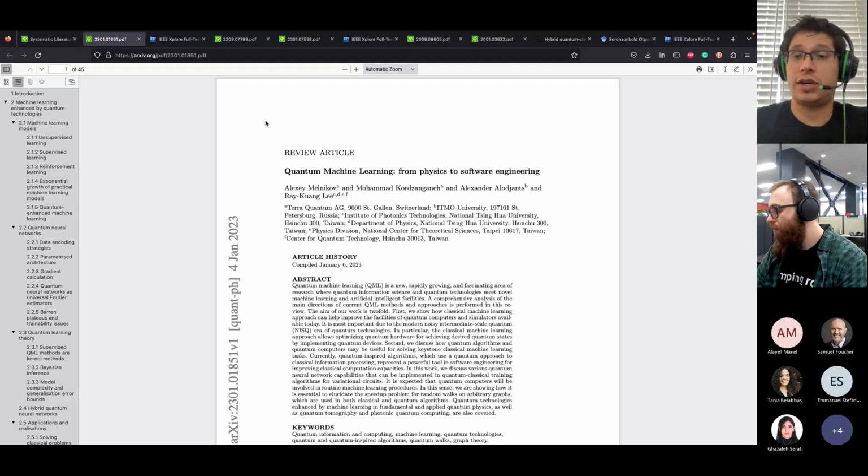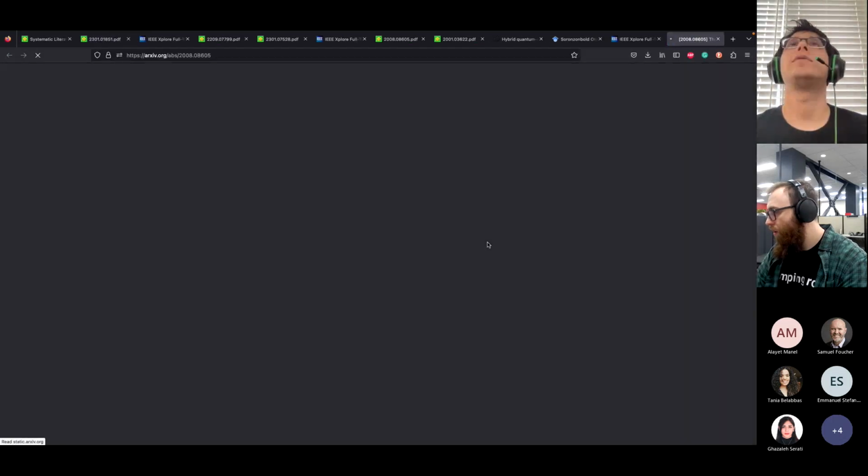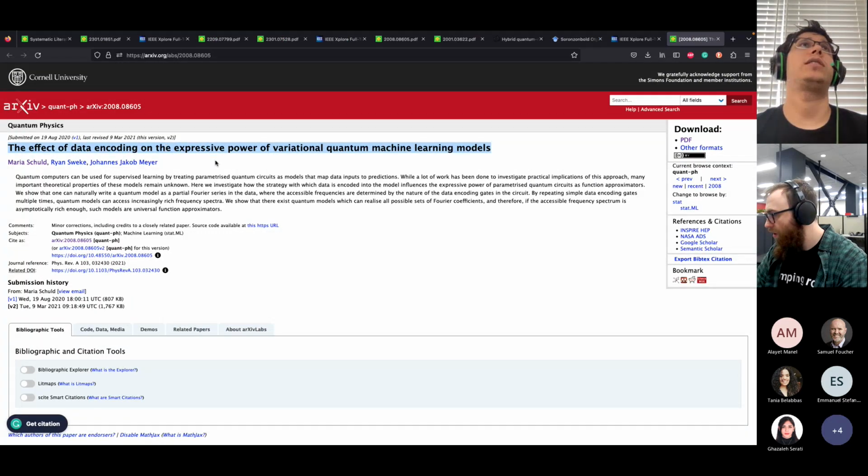For example, you can start reading one of the first papers. I think it's the very first one that Tanya sent in the chat. Is it? Let me see. Yes. Okay, we can start looking at this one. So the first one that Tanya sent in the chat. This is the effect of data encoding. So again, this works with small quantum circuits. They play around with neural nets, but they don't really look into the details of neural nets. So you can use them as black boxes, which are black boxes, by the way.